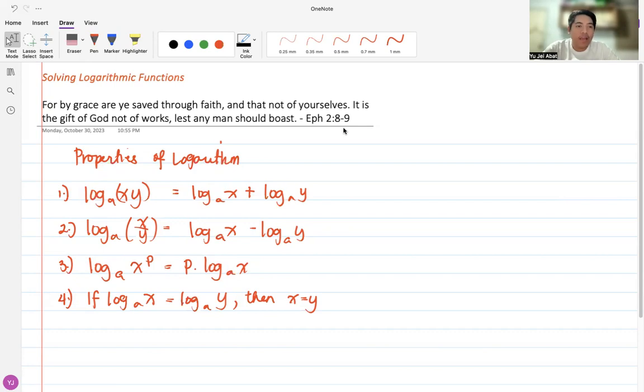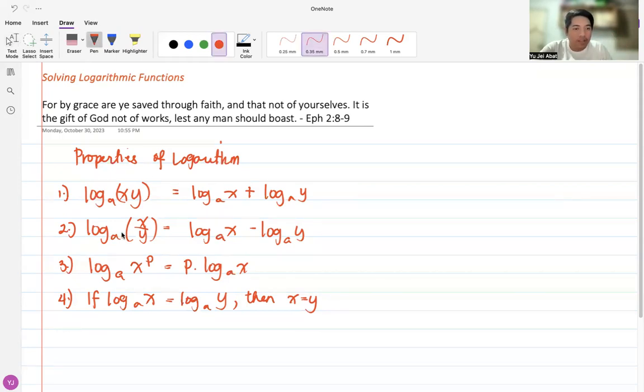So the first one, we have the logarithm of xy, meaning variables x and y multiplied, with a base a. We can simplify it as a sum of the individual logarithms of x and y with the same base. So we have log of x with base a plus log of y with base a. If it is a multiplication inside the logarithm, it can be simplified as the sum with the same base.